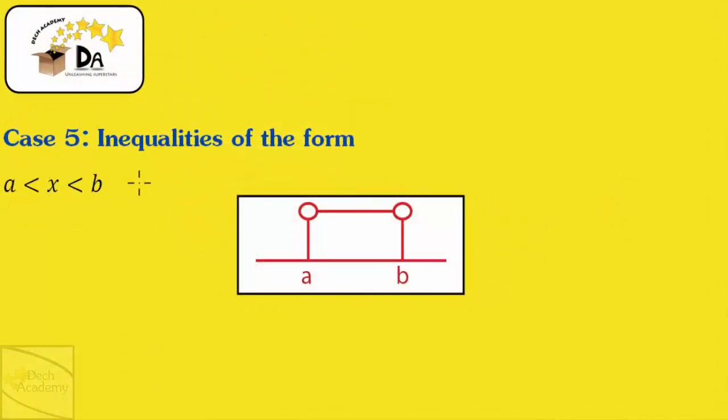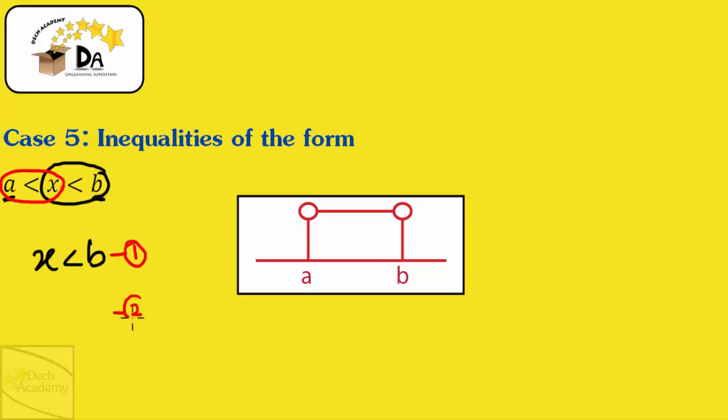Simple. Now to case 5, inequalities of the form a is less than x and x is less than b, where a is a constant and b is a constant. I'm going to break down this inequality into 2 inequalities. x is less than b, so this is 1. The other one is going to be 2, and it's a is less than x.